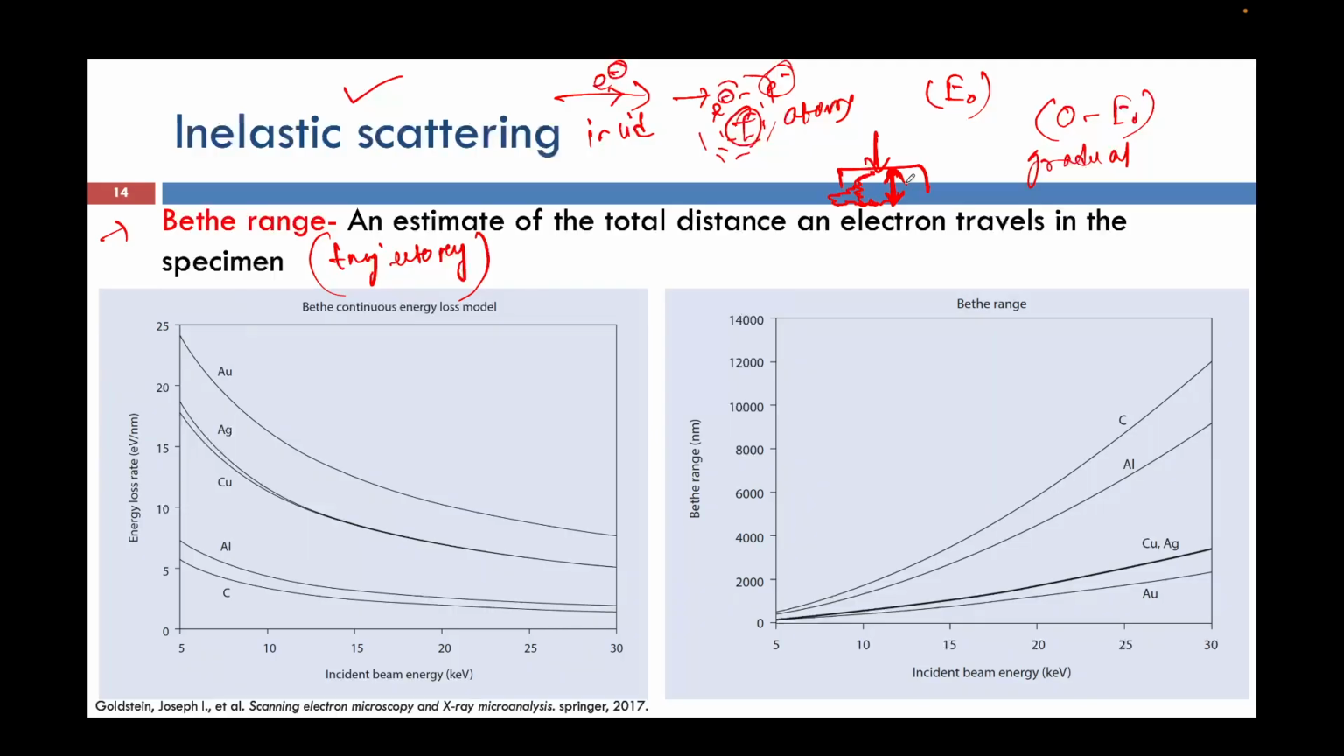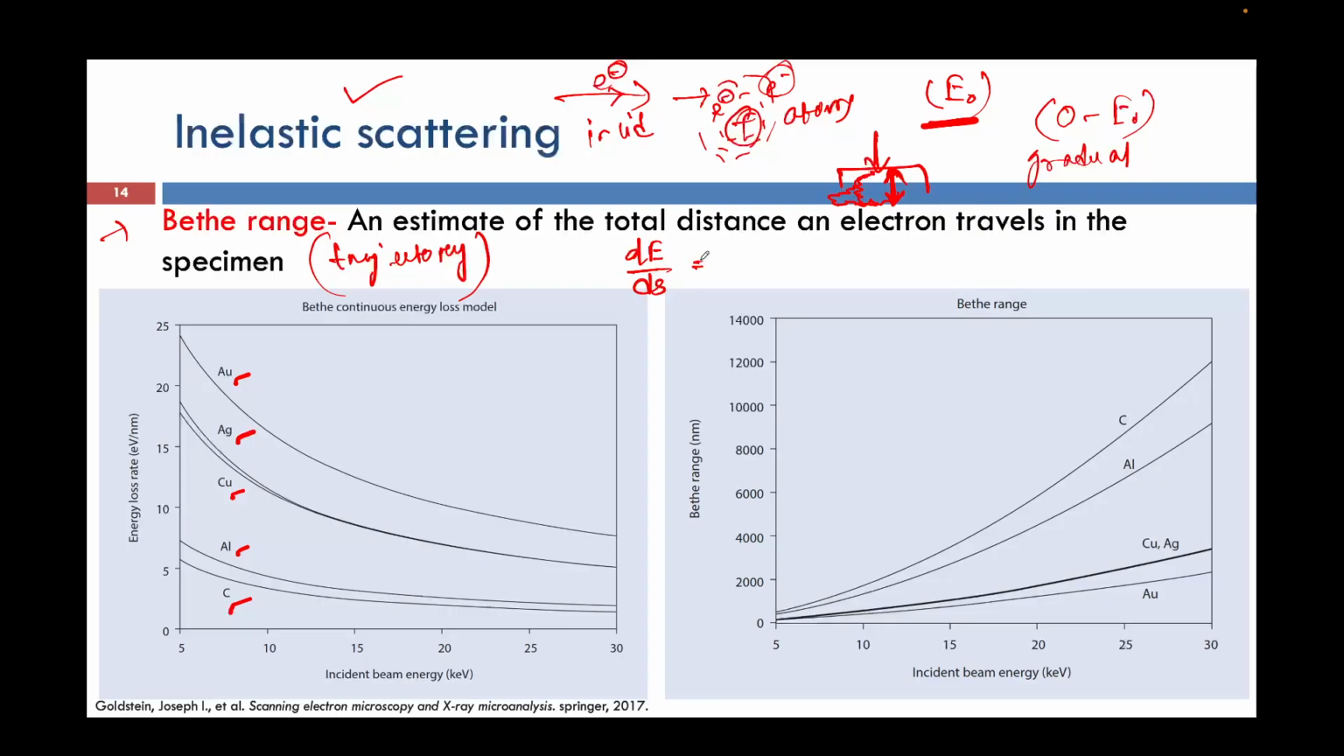Okay, and like I said, E naught is the energy, or more importantly the energy loss, which will be happening over a gradual period of time. So you can see for gold, silver, copper, aluminum and carbon, the incident beam energy and how the energy loss is happening. You can see the Bethe range is also changing, and this energy loss is also given by Hans Bethe. That means it is happening gradually.